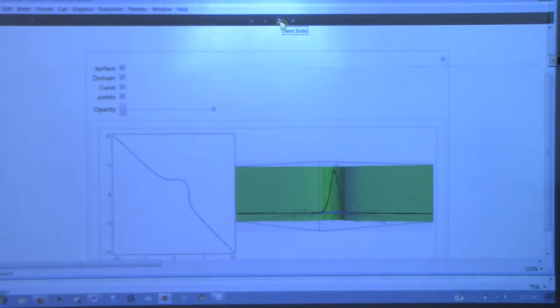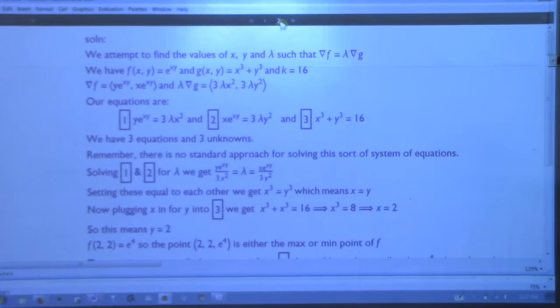It's pretty powerful, isn't it? I mean, this technique... okay, so I showed the work for that.